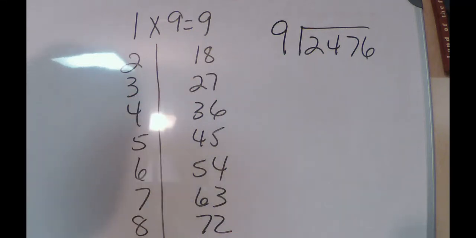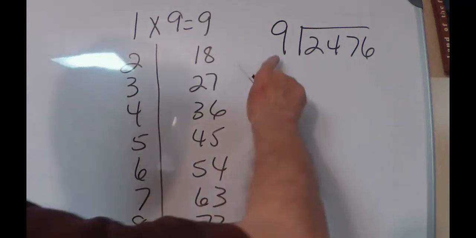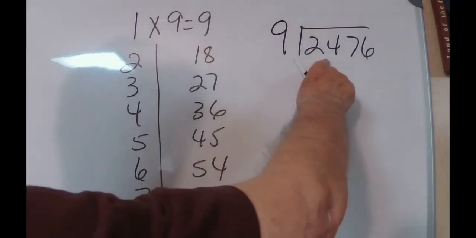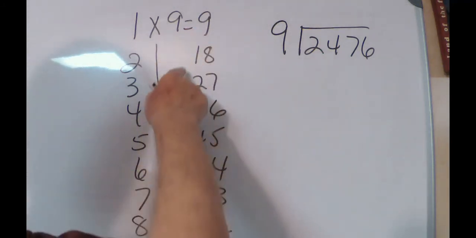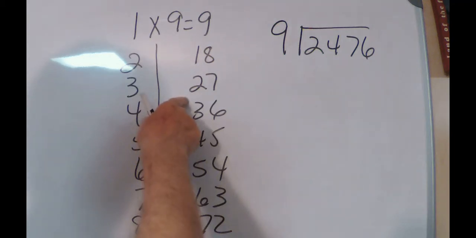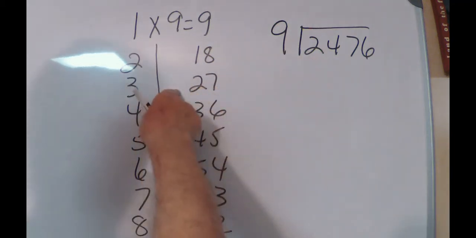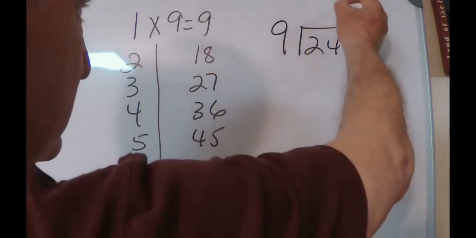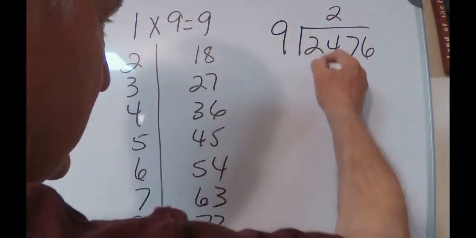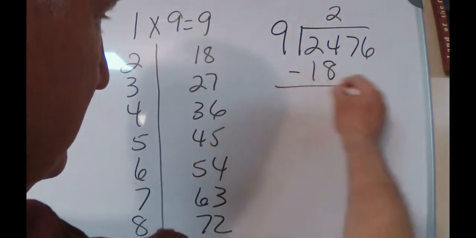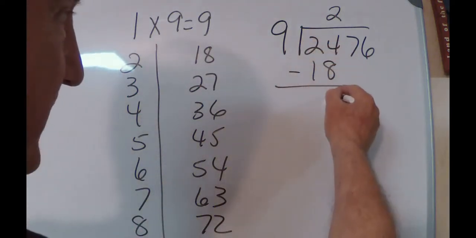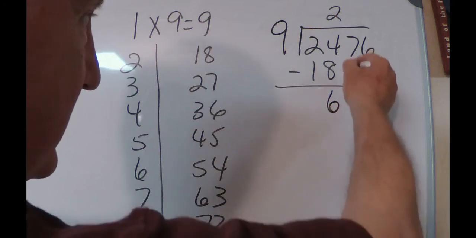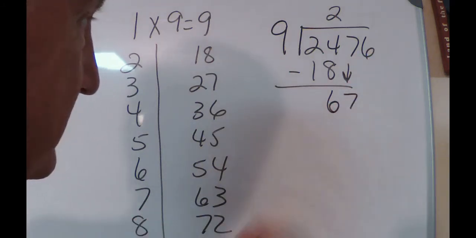the long division. So if I look at 9, how many times does 9 go into 24? Well, it has to be more than 9, it has to be more than 18, but the next multiple is 27, which is too big, so I'm going to go back 1, and 2 times 9 is 18, and now I'm just doing basic subtraction, and 24 minus 18 is 6, and then I'm going to bring down my 7.